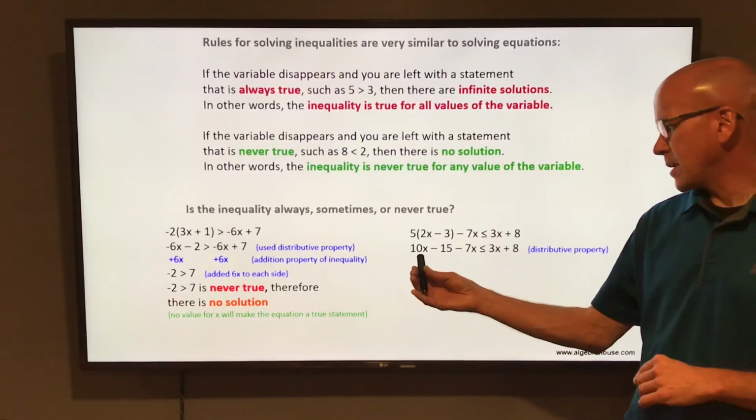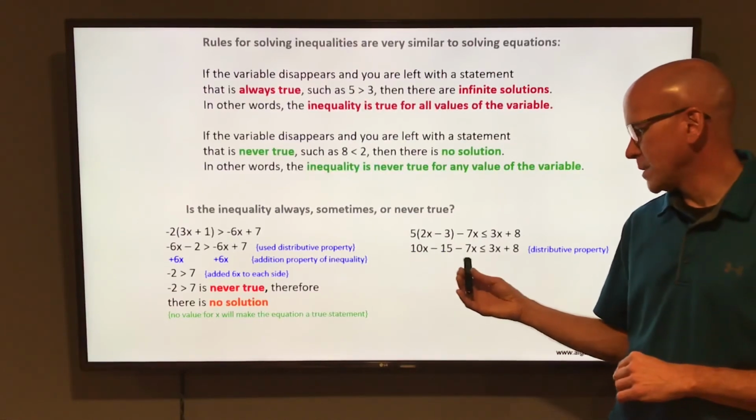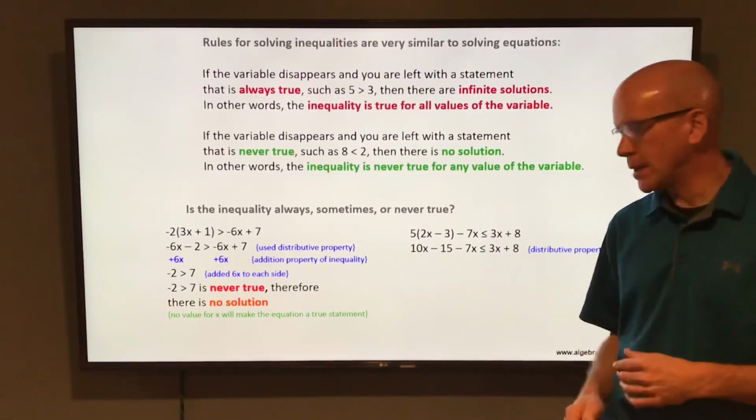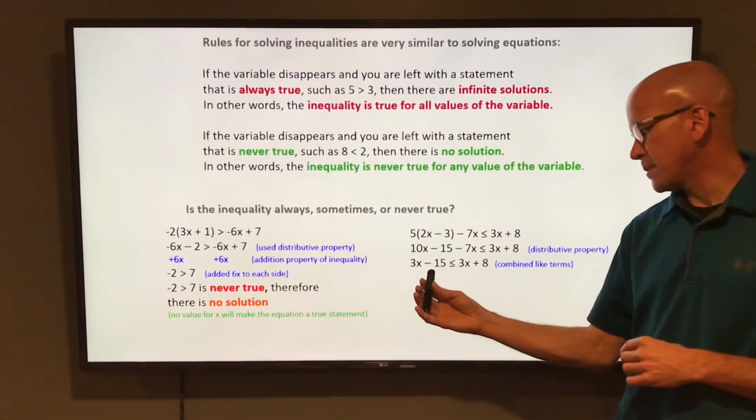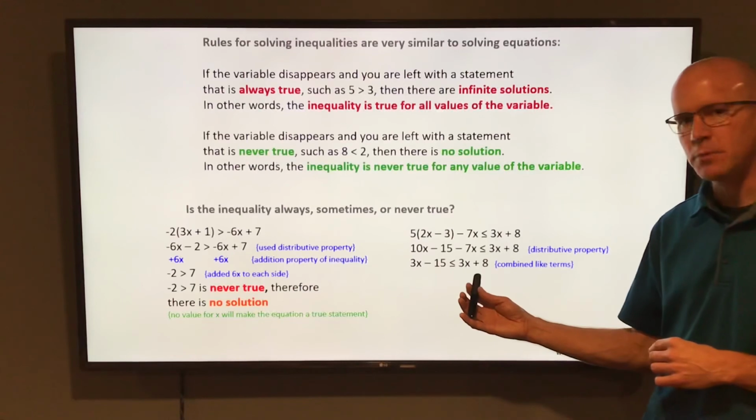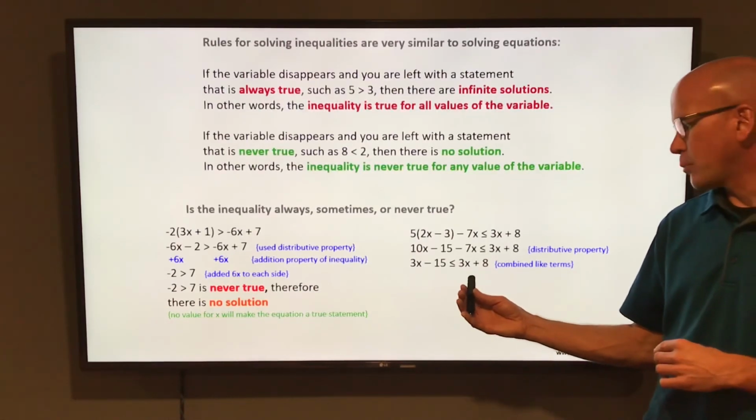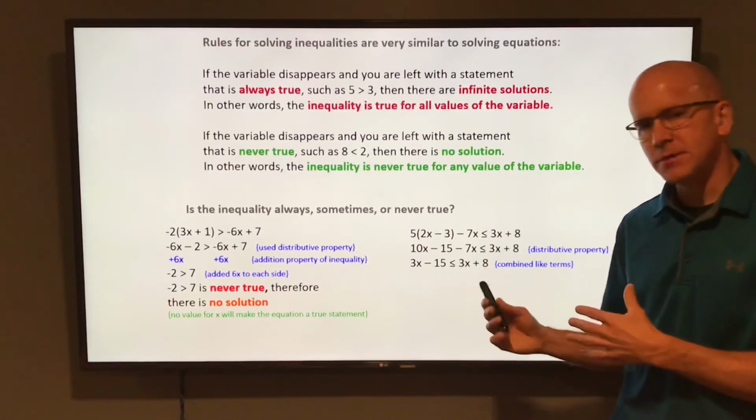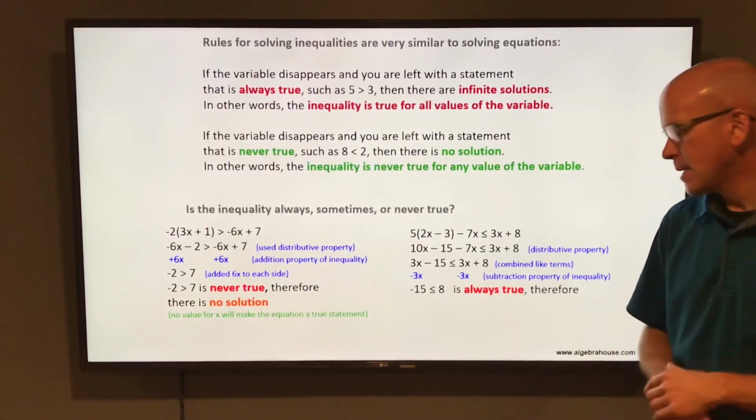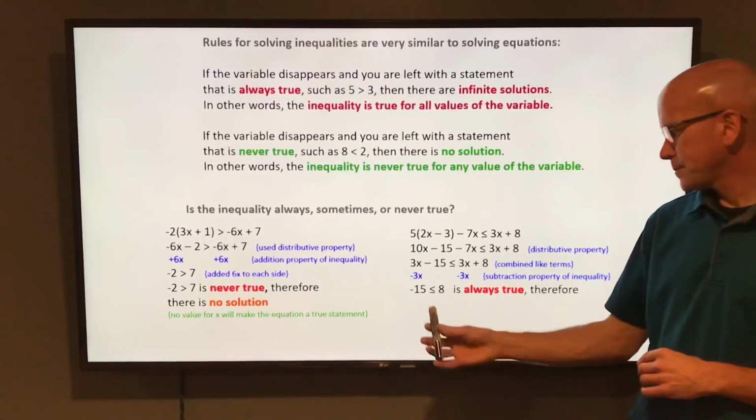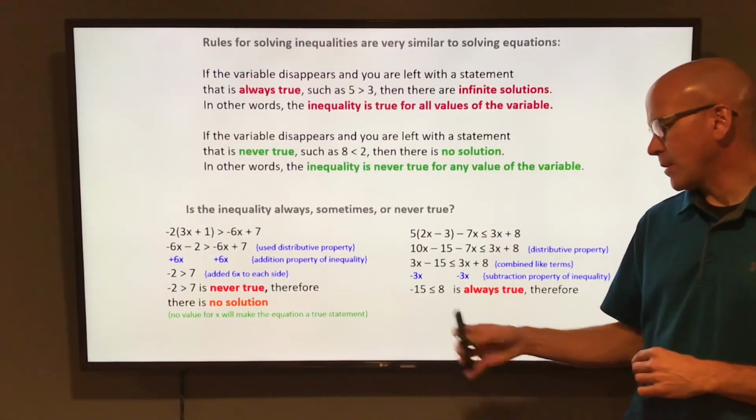On the left side, it's a good idea to combine the like terms on one side before you go moving items around. So combine 10x and negative 7x, that would be 3x. So it'd be 3x minus 15 is less than or equal to 3x plus 8. Now your next step would likely be to get the x's together on one side. So we're going to subtract 3x from each side. And when you do that, the variable disappears. We have negative 15 is less than or equal to 8.